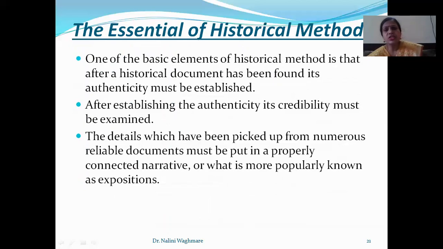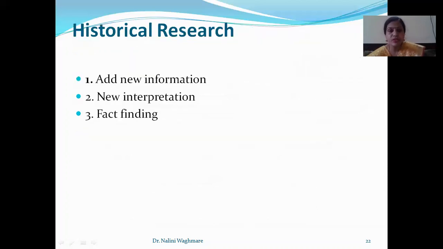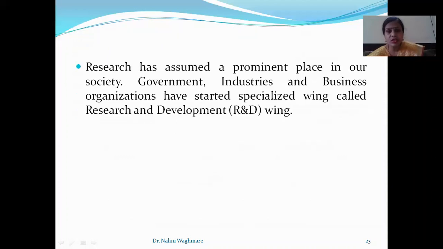Then, the essentials of historical method. One of the basic elements of historical method is that after a historical document has been found, its authenticity must be established. Then, after establishing the authenticity, its credibility must be examined. The details which have been picked up from numerous reliable documents must be put in a properly connected narrative, or what is more popularly known as exposition. Then, historical research mainly adds new information and new interpretation; fact finding is the main function of historical research.